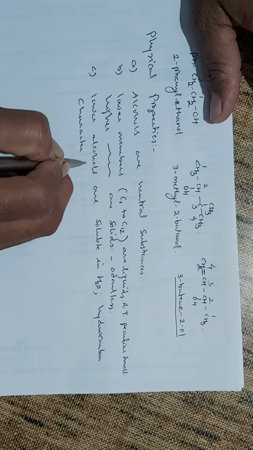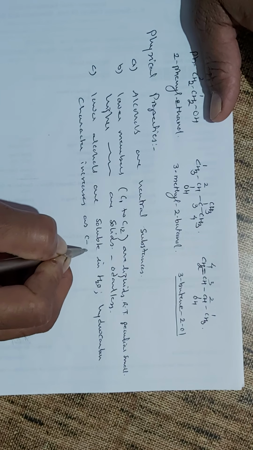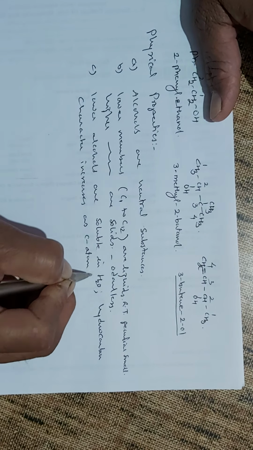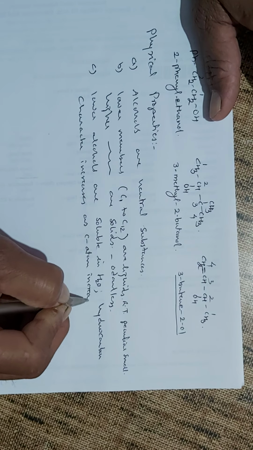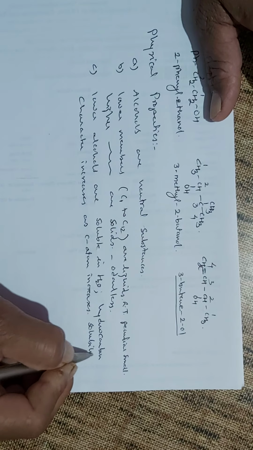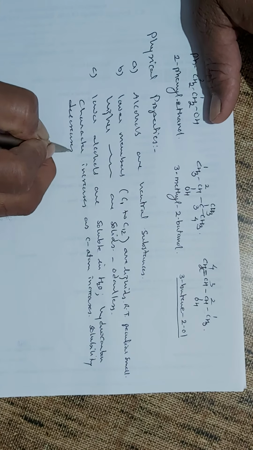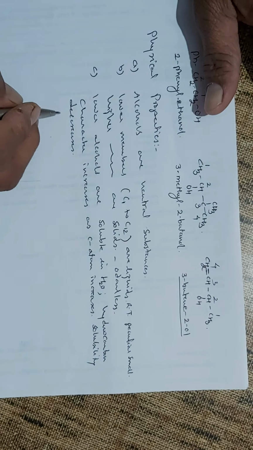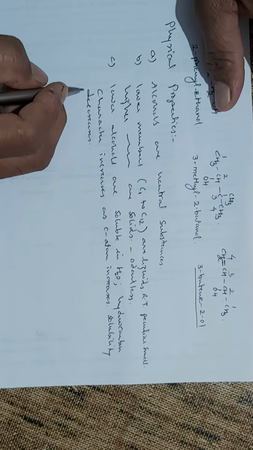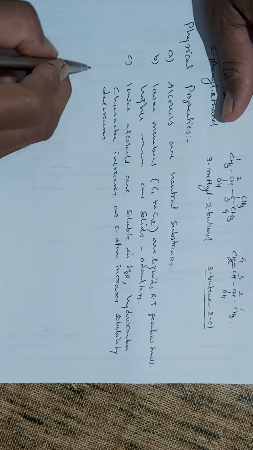Hydrocarbon character increases as the carbon atoms increase, and so the solubility decreases, and so they are insoluble in water. The higher members are insoluble in water and soluble in organic solvents. So this is the third property.